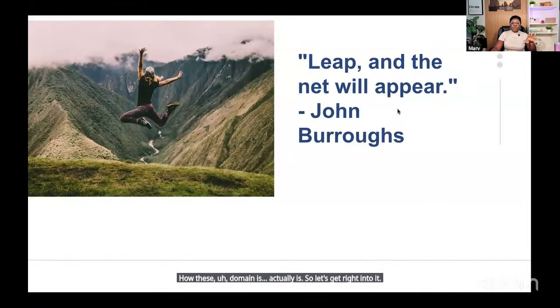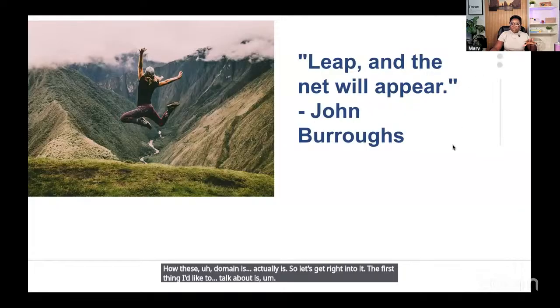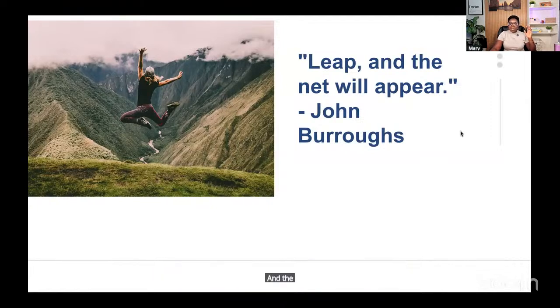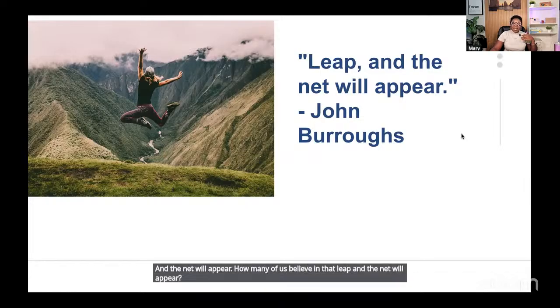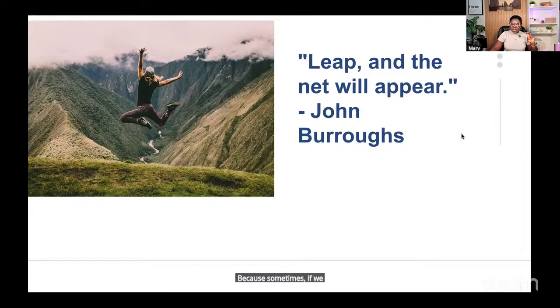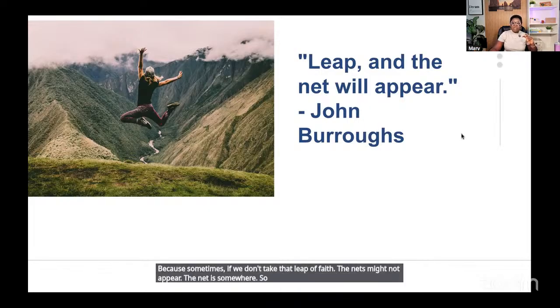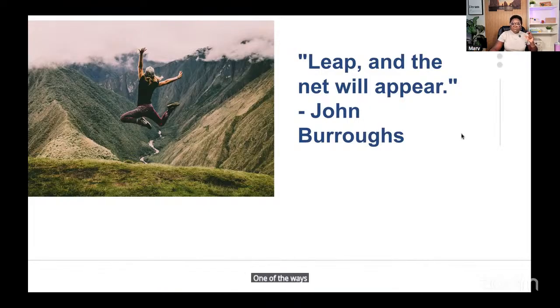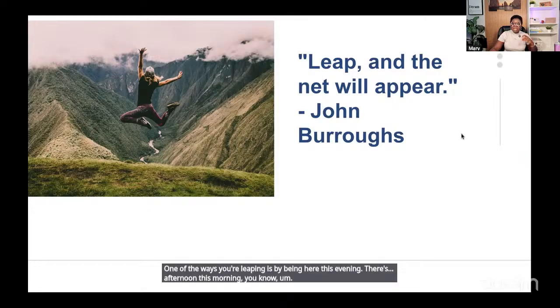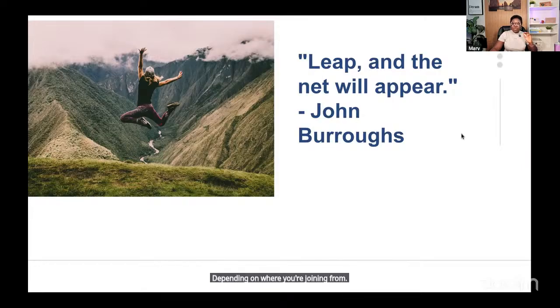The first thing I like to talk about is this quote by John Burroughs that I love a lot. It says, "Leap and the net will appear." How many of us believe in that? Because sometimes if we don't take that leap of faith, the net might not appear. The net is somewhere. So I believe that one of the ways you're leaping is by being here this evening, this afternoon, this morning, depending on where you're joining from. You're ready to take that leap. I want you to tell yourself, I am ready to take the leap.